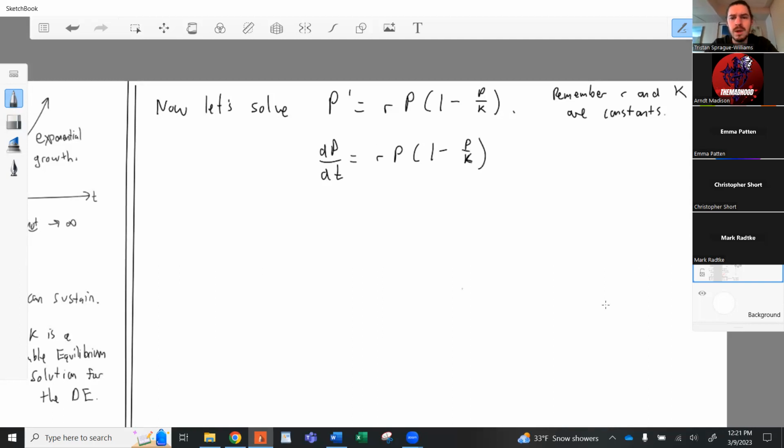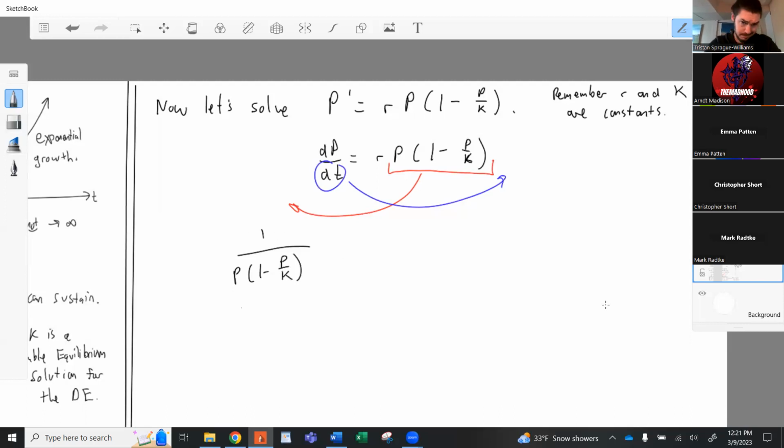So pretty much all of this, we're going to want to move it over to that side, and then dt will move it over to this side. So we're going to do like 1 over p times 1 minus p over k. All of that involves p. And then on the right side, all we have is r, just r dt.